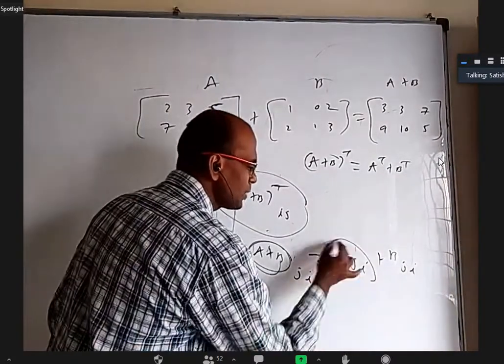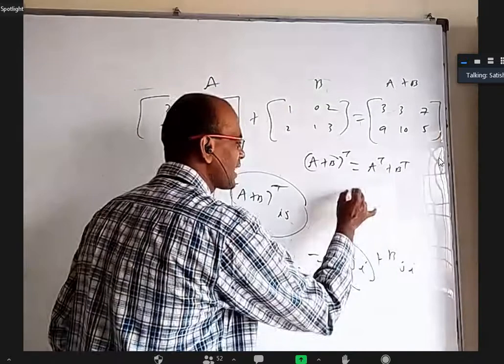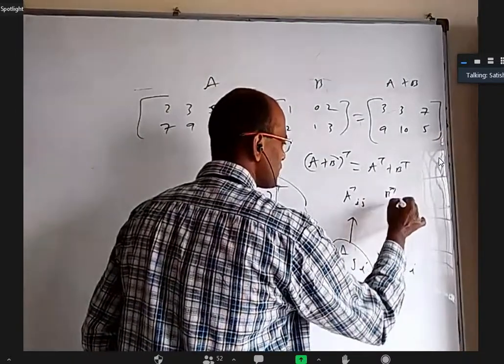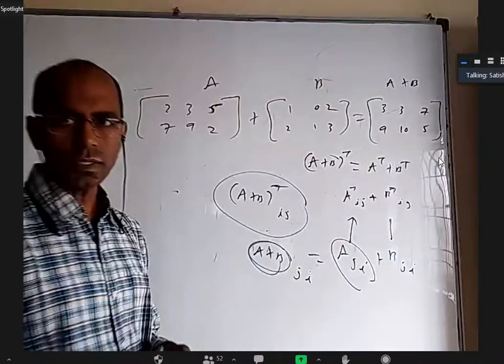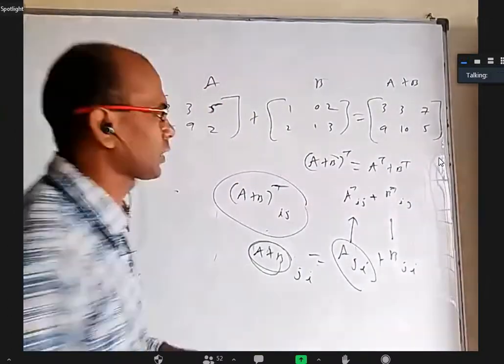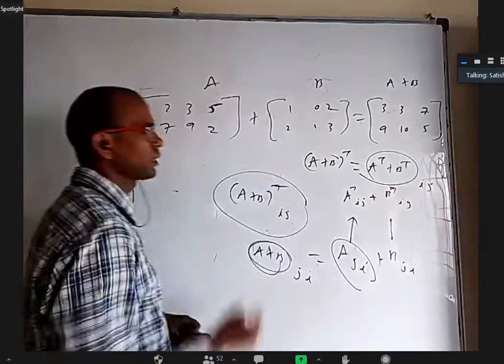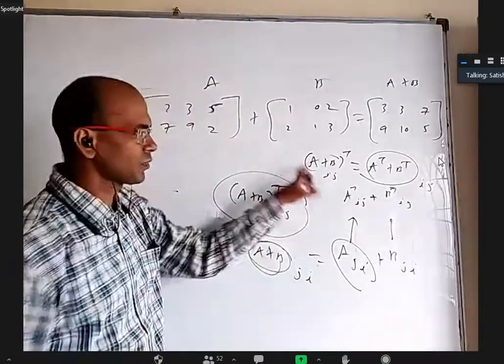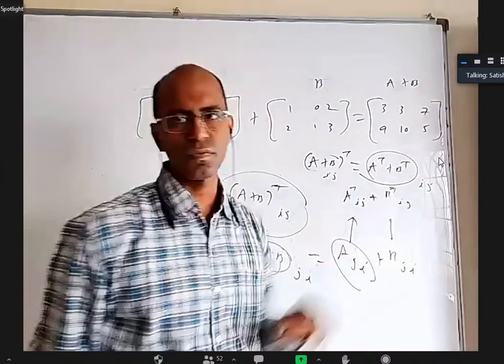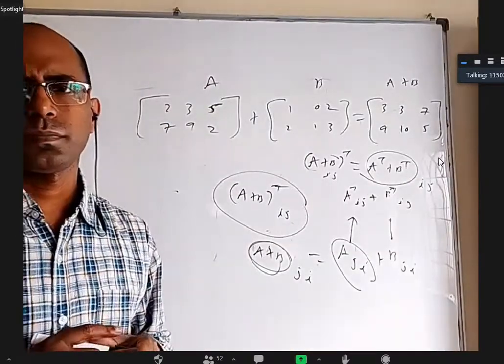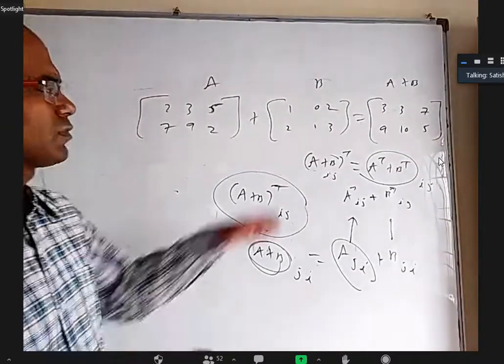The ijth element in A plus B is nothing but the ijth element in A plus the ijth element in B. And that is exactly the ijth element in A transpose plus B transpose. So I proved that the ijth element of this is the same as the ijth element of this. That's how we can write the proof.